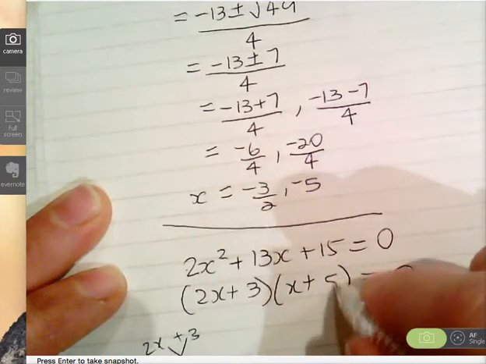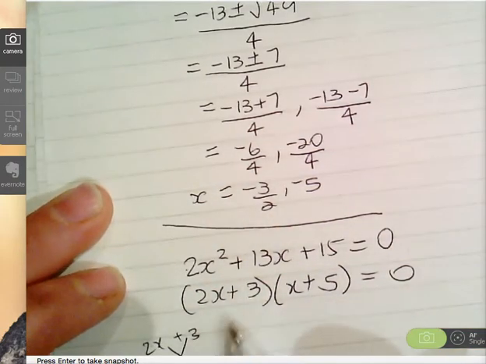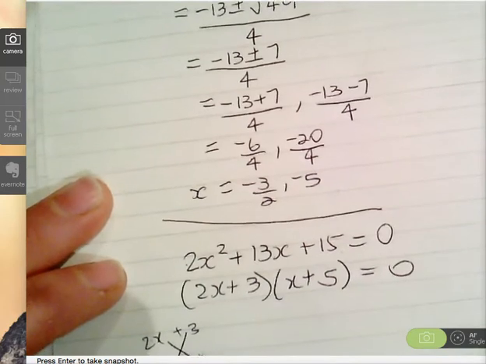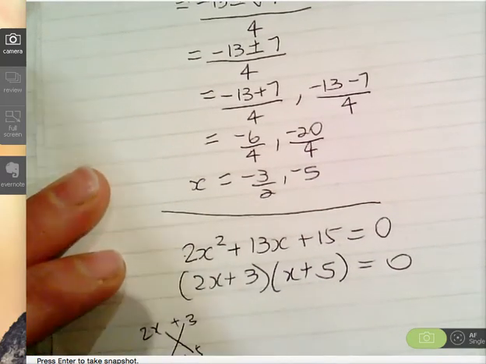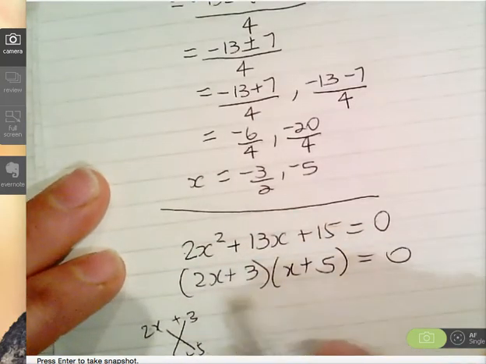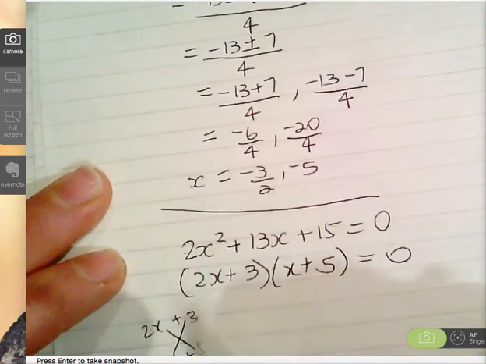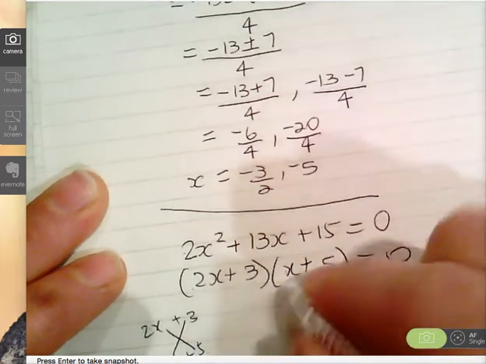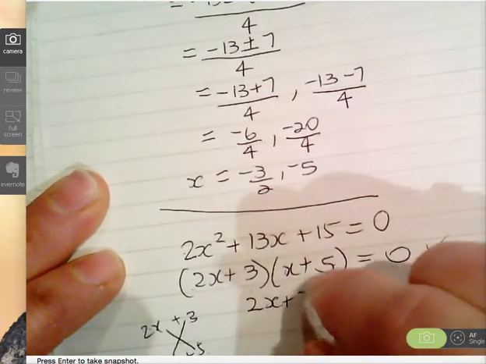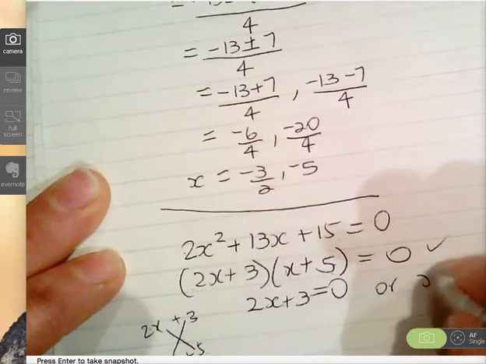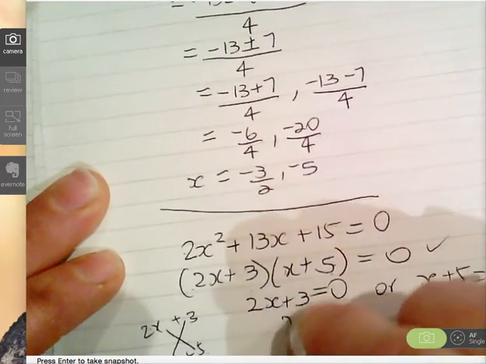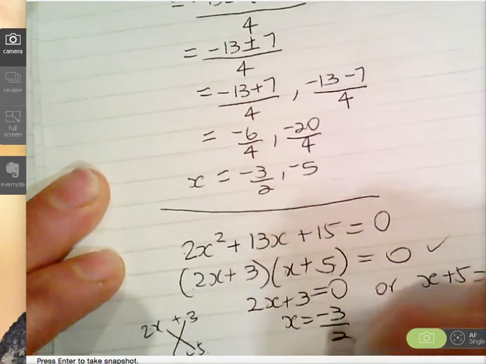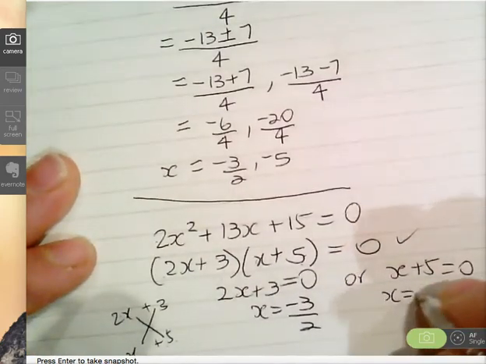So we're going to write this out. Let's just check. Whenever you do a factorization, you must check. I even check, so you have to check, okay? Good mathematicians always check their work. So we've got 2x squared plus 10x plus 3x plus 15. Yep, that seems fine. So therefore, 2x plus 3 equals 0, or x plus 5 is 0, which means that x is negative 3 on 2, or x is negative 5.